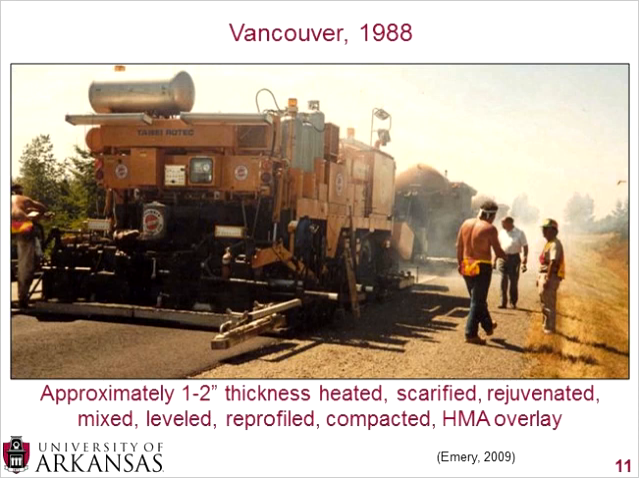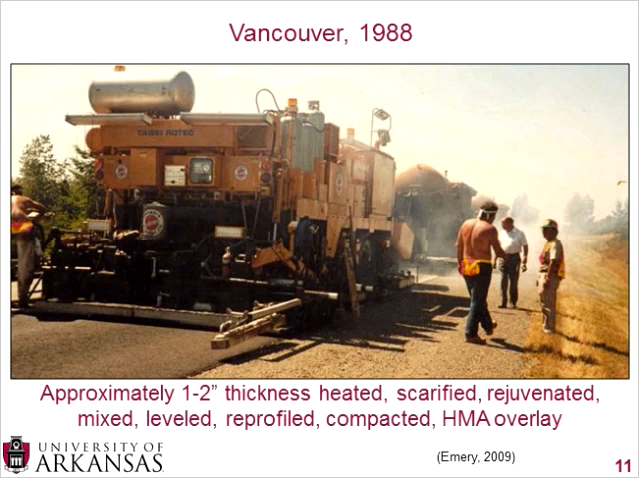And then in Vancouver in 1988, you can see that the equipment's getting a little more sophisticated. It's certainly getting larger, but now we're able to go 1 to 2 inches thick in heating that surface. So the heaters are becoming more effective at getting the depth that really brings out some of the benefits of HIR. And after you heat that 1 to 2 inches, again, you scarify it. You can put rejuvenating agent in there, asphalt cement, asphalt emulsion, those type of things. You mix it, level it, reprofile, and compact it.